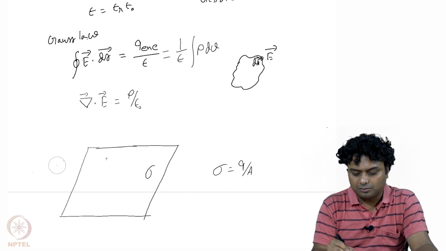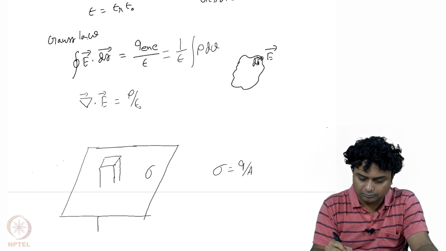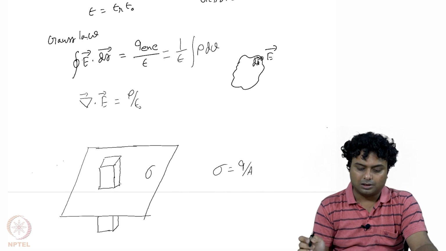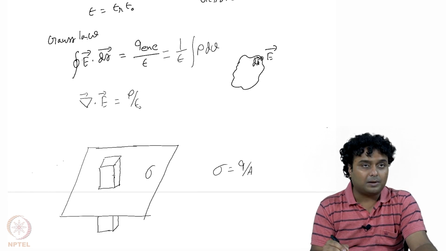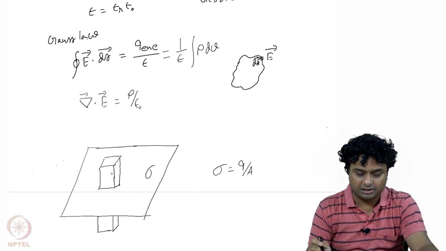So what is a Gaussian pillbox? A Gaussian pillbox is this kind of parallelepiped you can assume, and this is going, let us say, into the surface and coming out of the surface. So this parallelepiped is ultimately enclosing some amount of surface charge.